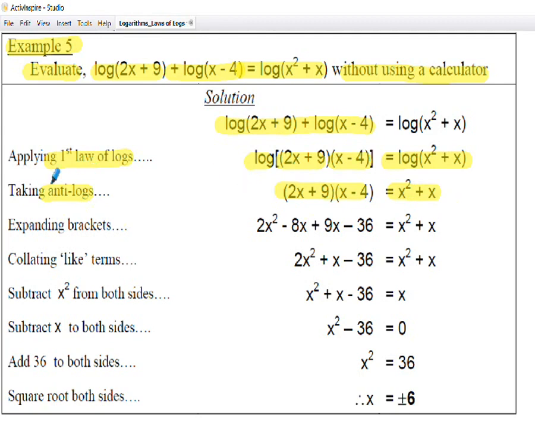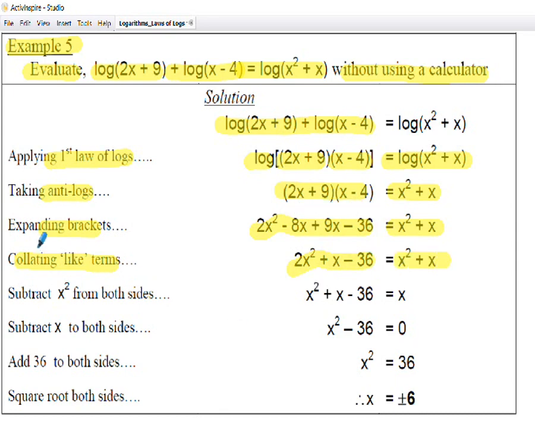The next line I'm going to expand the brackets, and I'll let you do this as binomial expansion, so be careful. You get 2x squared minus 8x plus 9x minus 36. I'll let you do the expansion there. It's equal to x squared plus x. On the next line I'm collating the like terms, so I'm bringing my minus 8x and plus 9x together to give me plus 1x. So I get 2x squared plus x minus 36 equals x squared plus x.